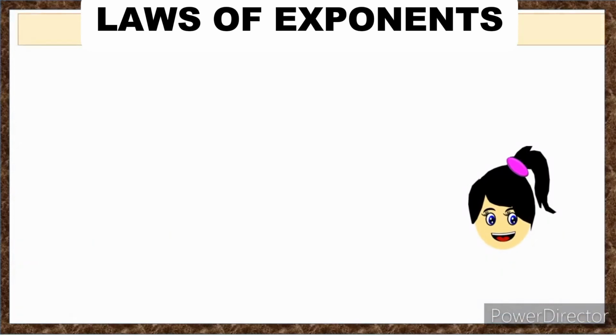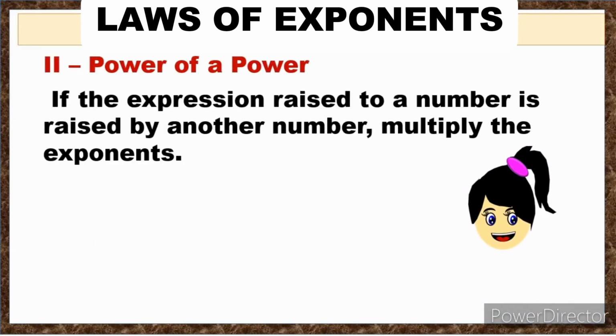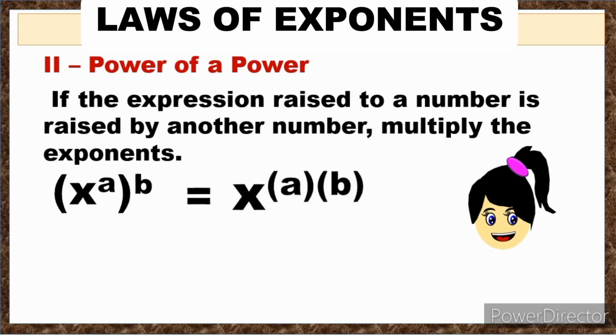Okay, next we have the second law, power of a power. If the expression raised to a number is raised by another number, multiply the exponents. Okay, we have x raised to a, then raised to another power b, and then it is equal to x raised to a times b. Imo-multiply yung exponent.